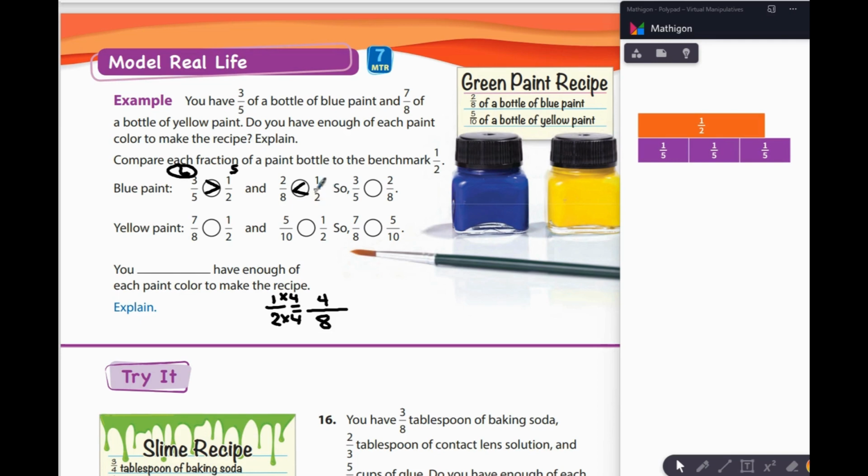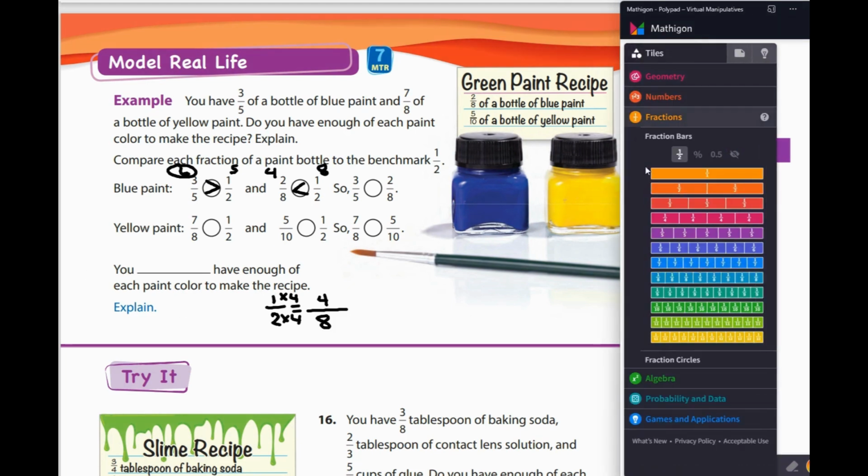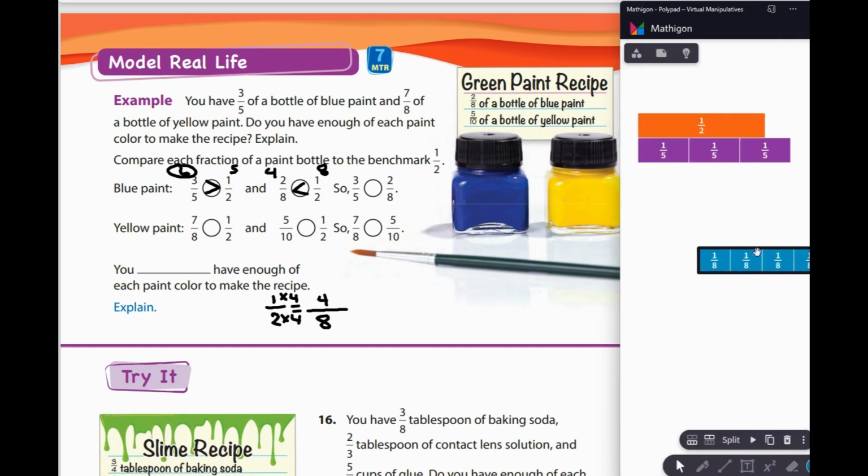I could use cross multiplication. 2 times 2 is 4. 8 times 1 is 8. Okay. So again, 1/2 is greater. Let's look at a picture. I'm going to compare 2 eighths. So let's grab our eighths. And I'm only going to need 2.